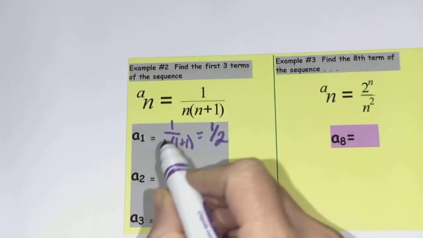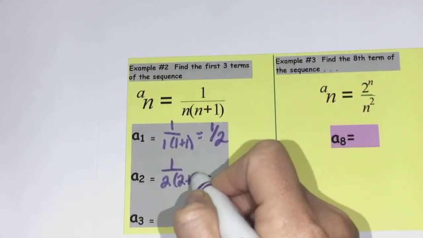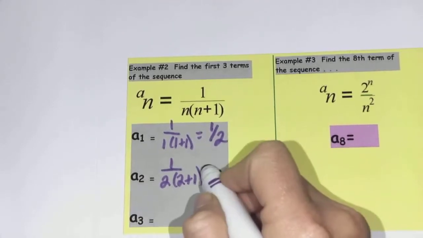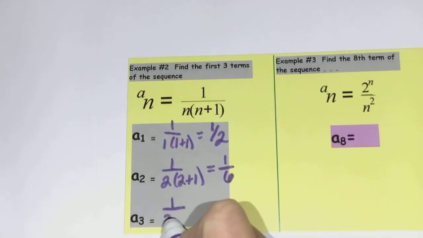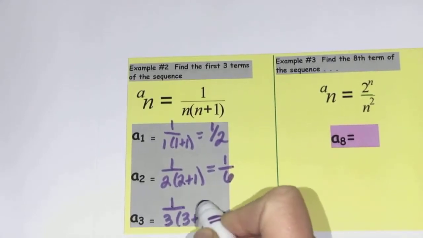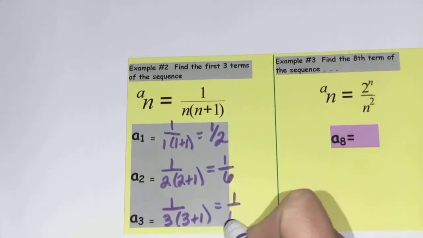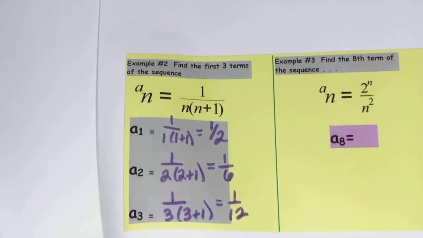To get my second term, I plug in a 2. Work in parentheses first. 2 plus 1 is 3. 3 times 2 is 6. 1/6. And to get the third term, I will plug in 3's for all the n's. 3 plus 1 is 4. 4 times 3 is 12. 1/12. Pretty easy. We're going to go to example 3.